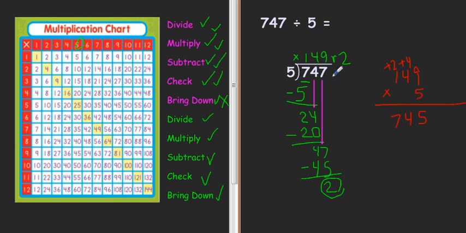So 745, but we still have to add our remainder. So plus 2, 745 plus 2 is 747. Sorry, 747. So is that correct? Does that add up? Yes, it does. So my answer will be 149 with a remainder of 2. So that's what you should have. All right, try a couple more problems and keep going.